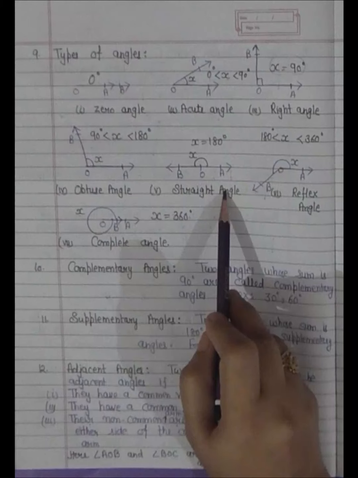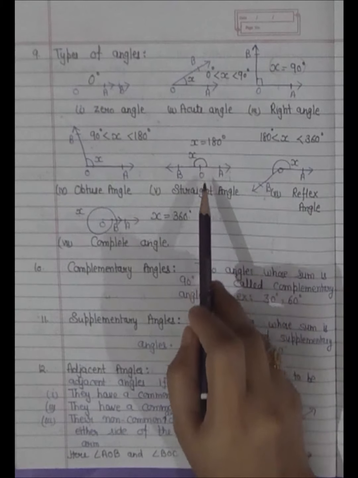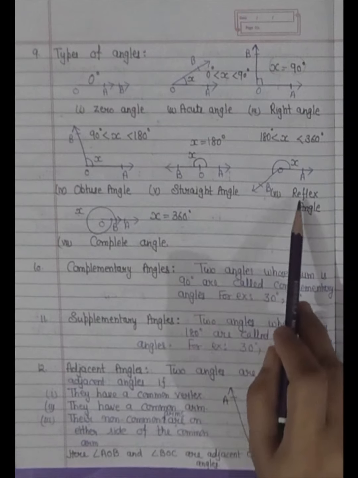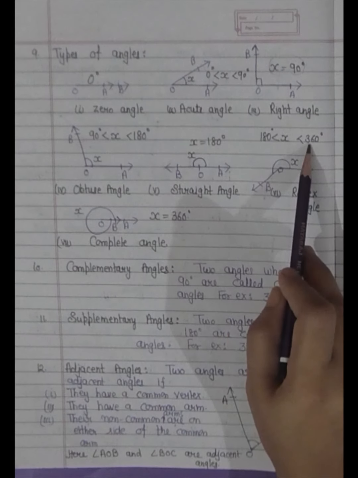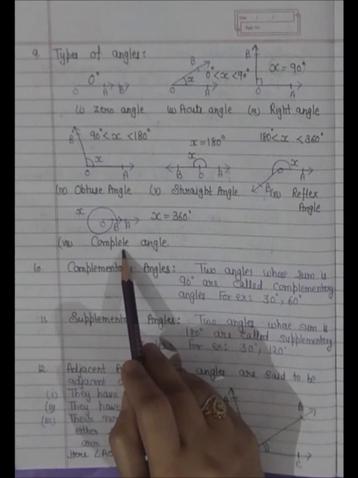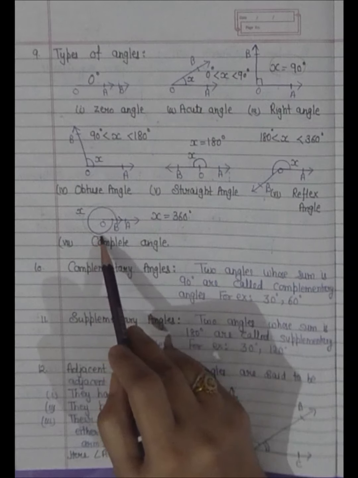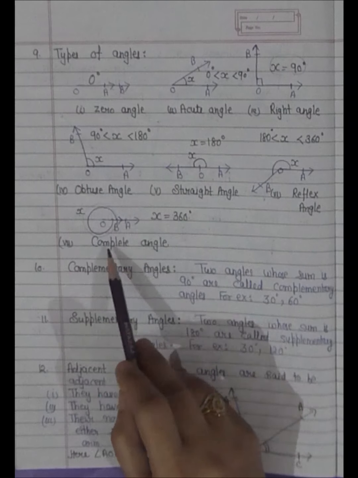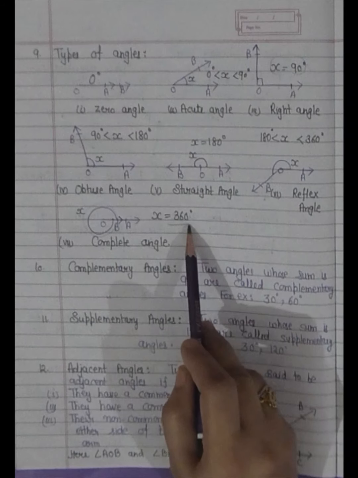Straight angle. When the two rays are in the opposite direction, then the angle made by them is straight angle and its measurement is 180 degrees. Reflex angle. The angle which is greater than 180 but less than 360 degrees is called reflex angle. Complete angle. When one ray revolves around the center and completes one revolution, then the angle made by it is complete angle and its measurement is 360 degrees.